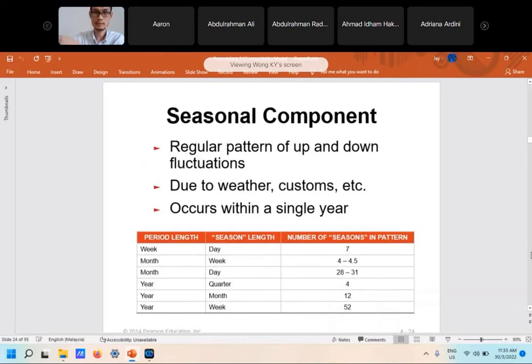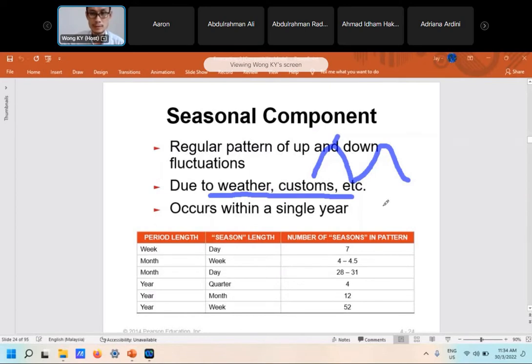Seasonal is another pattern of behavior of demand. Seasonal means that there's a regular pattern of up and down fluctuation. It's just like cyclical. You have a regular pattern of up and then down, and then up and then down. Seasonal behavior normally is due to weather condition, due to customs, etc. For example, in Western countries in the northern hemisphere, winter starts December, January, February. So during winter, the demand for winter clothing will increase. It will peak. And during summer, of course, the demand for summer clothing will increase. So there's a seasonal demand for winter clothing and summer clothing.